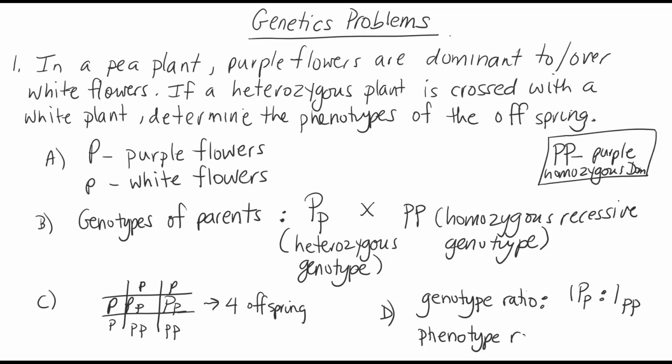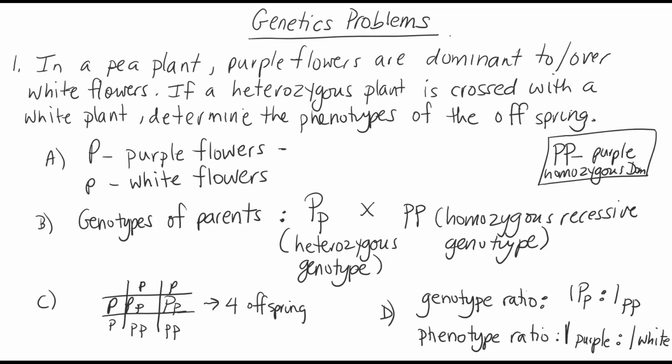But phenotypically, actually in this case, the phenotype ratio is also 1 purple to 1 white, because the big P will mask the little p, and the big P represents the purple flowers, and the little p's represent the white. So you have the phenotype ratio of 1 purple to 1 white for the offspring.